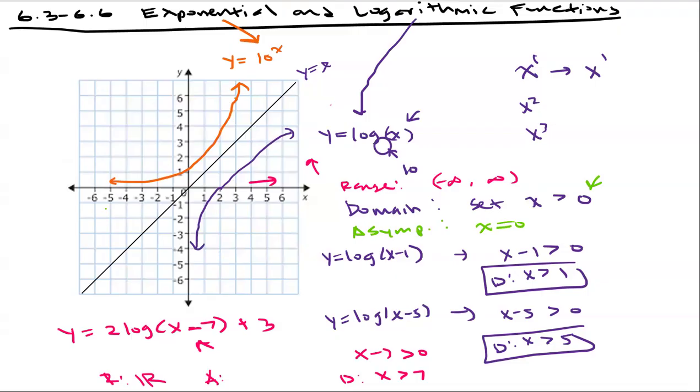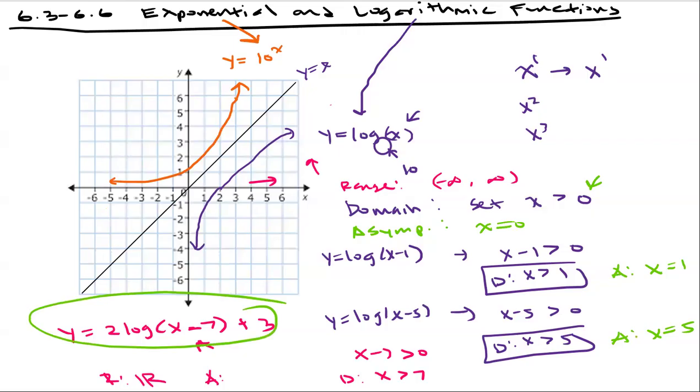So for example, in this case we had the domain x greater than 1. That means the asymptote here is going to be x is equal to 1. This one was x is greater than 5, so the asymptote here is going to be x is equal to 5. So whatever number you get for the domain, that is the asymptote. Okay? All right. So in this case, if you had to make an educated guess, what would be the asymptote for this function?